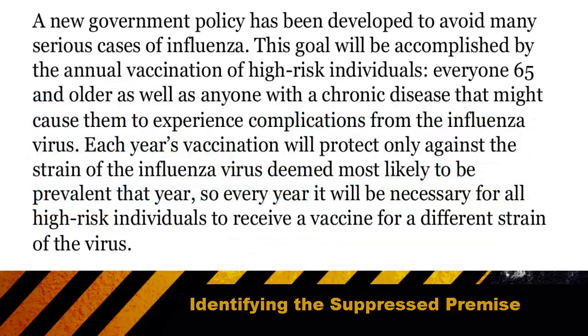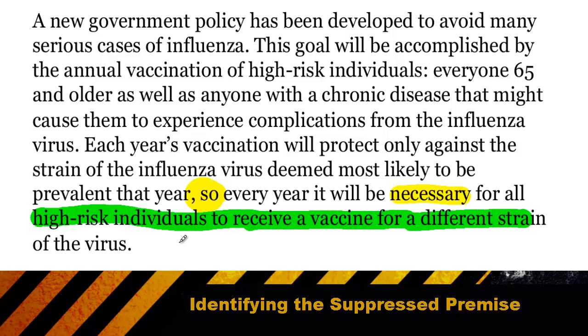Let's do one more. Again, our first step is to identify the conclusion. This time they've made it easy. They gave us a conclusion indicator with the word so. Then that sentence talks about what's necessary, which is a strong opinion word. So we now know our conclusion is high-risk individuals should receive a vaccine for a different strain of the virus.